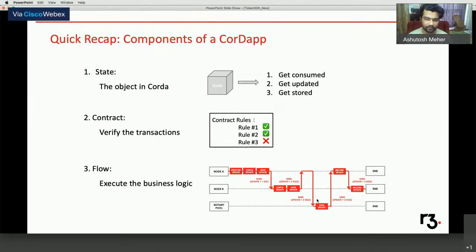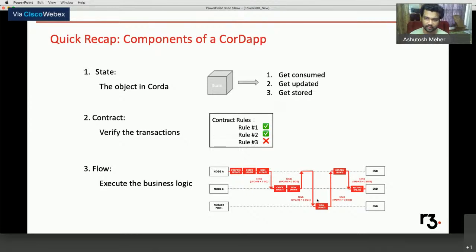And finally, the flows. This is where you execute your business workflow. The properties of your state change according to the rules that are written in the contract, but that change has to happen according to a particular business workflow. Every business process has a particular workflow. These workflows are modeled using flows. That's a component of Corda through which you could write different workflows to mimic your business workflows as well.